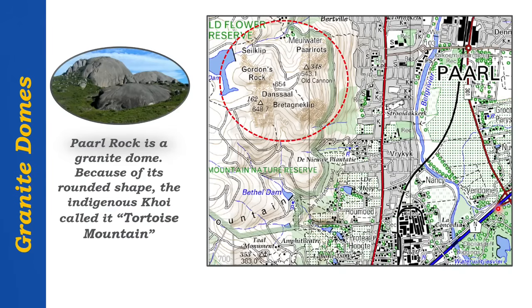Now, on the map, here's an example from Paul, and I see a picture of Paul Rock. And we know that Paul Rock is a granite dome. The indigenous people of the area, the Khoi people who lived in the area, used to call it Tortoise Mountain because it looks like a tortoise. And Paul Rock can also be identified on a map. On the topographical map, we can see there the various other rocks which make up Paul Rock, such as Gordon's Rock, etc.